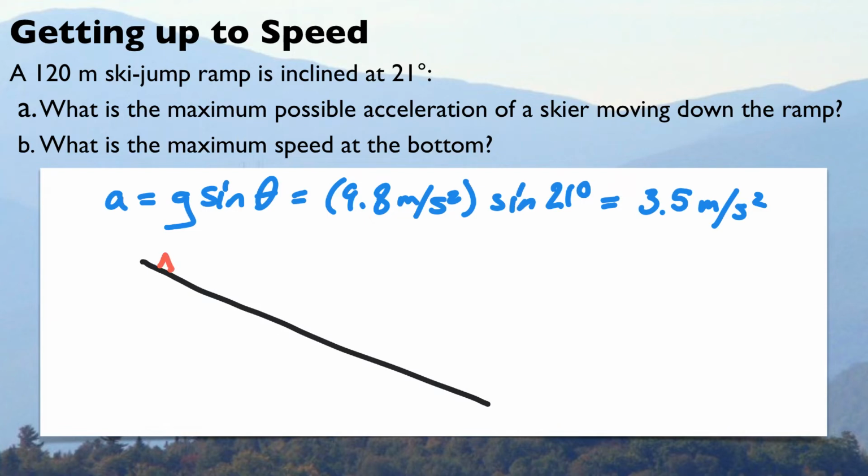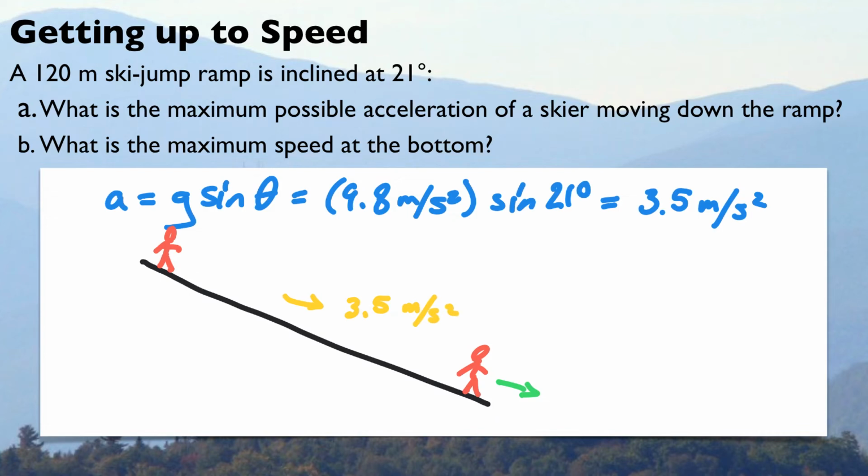Okay, the skier starts out here. The skier ends up at the bottom of the ramp, moving at a certain speed. Actually, I'm going to draw that in the direction the skier is actually moving. That is my x-axis. And along the way, the skier is accelerating at 3.5 meters per second squared.